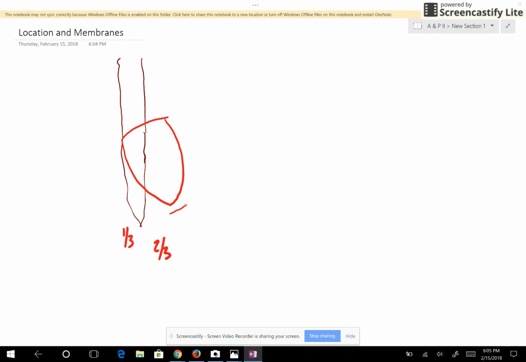Okay, the apex of the heart, this would be a rib and this would be a rib. This is the 5th rib and this is the 6th rib. The apex of the heart is going to be located between the 5th and 6th rib.